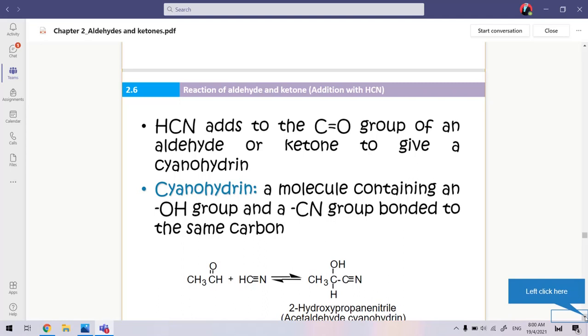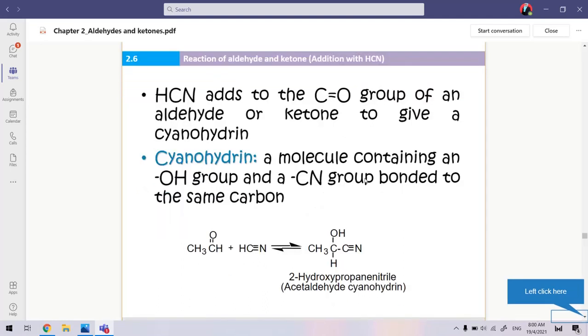And for the addition of HCN, hydrogen cyanide adds to the C double bond O of an aldehyde or ketone to give cyanohydrin. Cyanohydrin is a molecule containing OH and a C triple bond N group bonded to the same carbon. So this hydrogen will be substituted with CN and the double bond will become a single bond. Here you just add H.